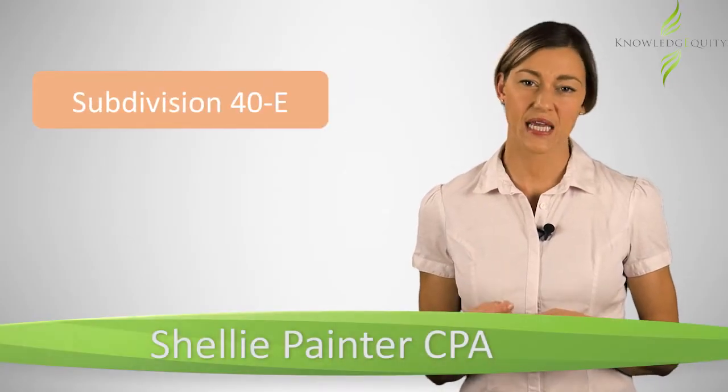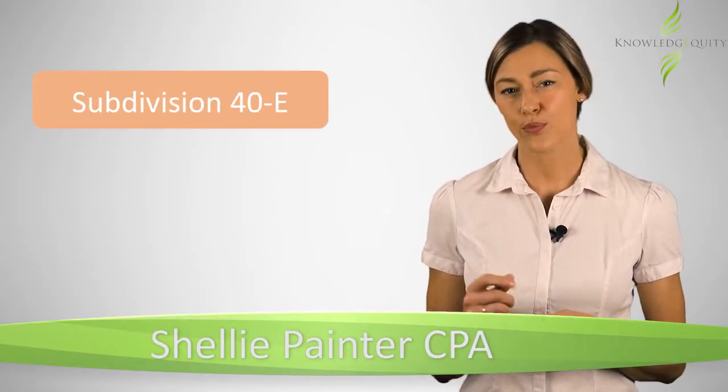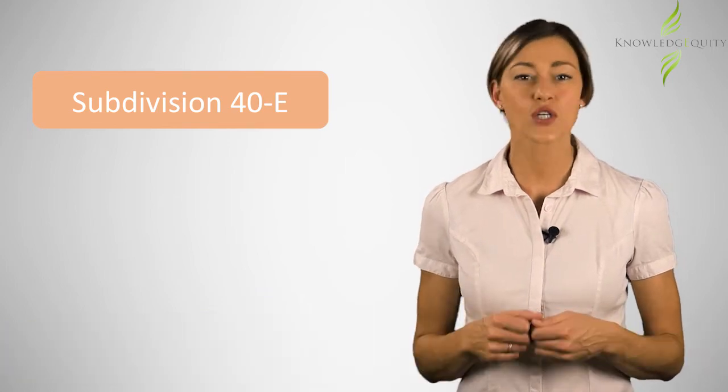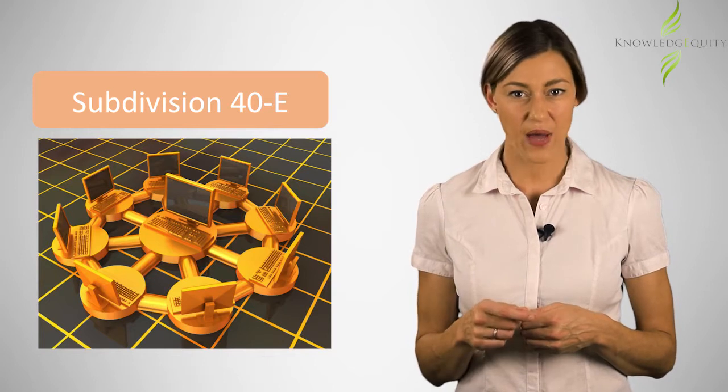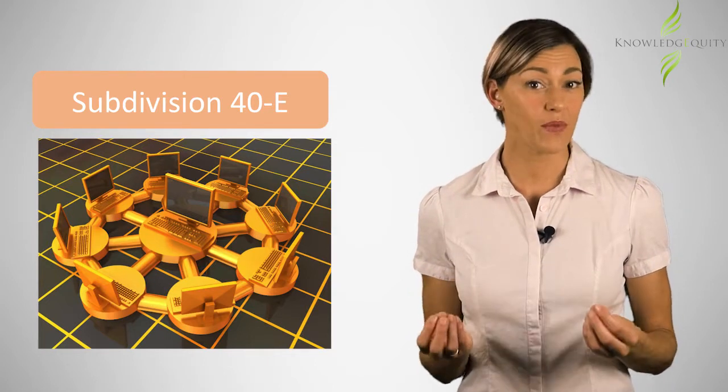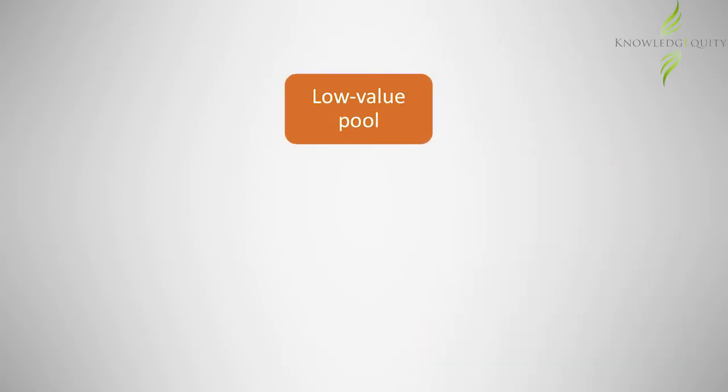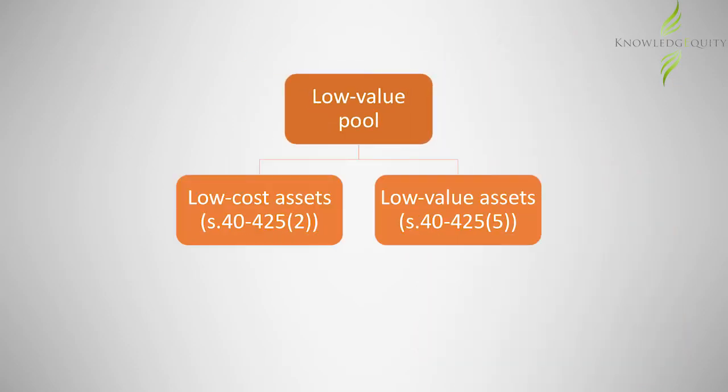Subdivision 40-E removes the need to calculate depreciation of individual assets in certain circumstances. This reduces compliance costs for taxpayers, as some assets can be combined in a low-value pool. Assets eligible for the low-value pool include low-cost assets and low-value assets.